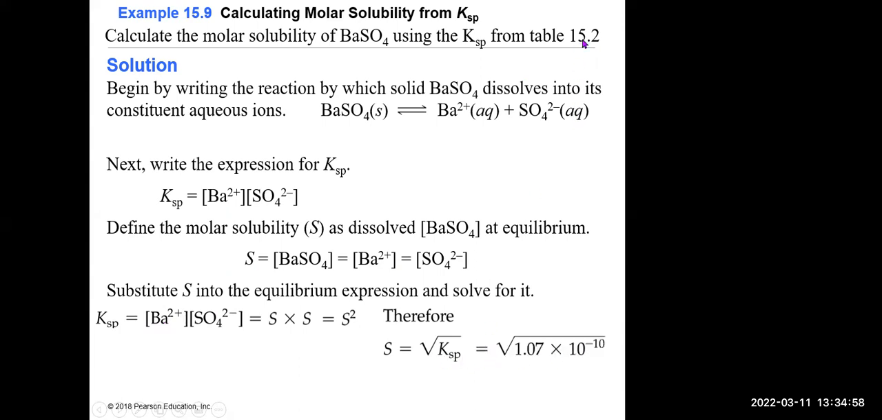Go to table 15.2, and you see the Ksp for barium sulfate is 1.07 times 10 to the -10. Take the square root of that. So therefore, we solve the problem. We see the molar solubility for barium sulfate is 1.03 times 10 to the -5. Usually this refers to room temperature, about 25 degrees Celsius.